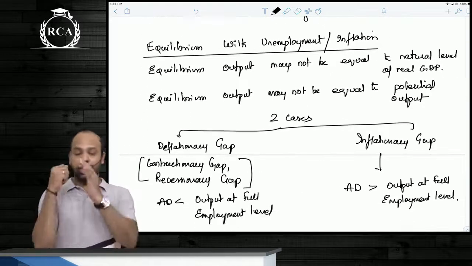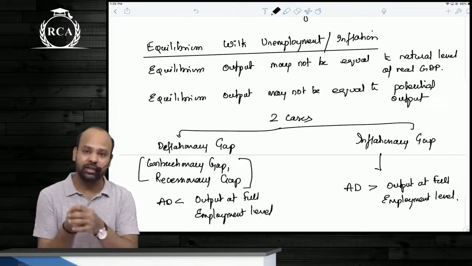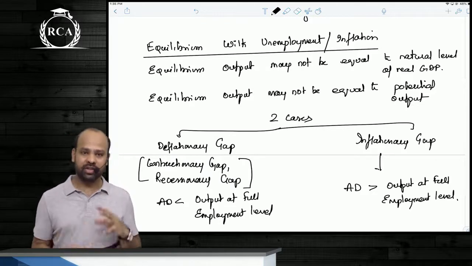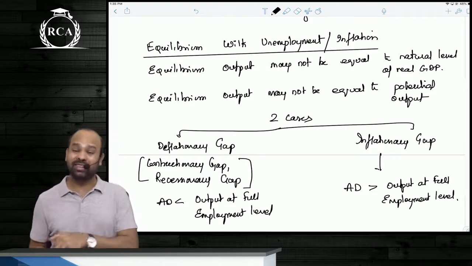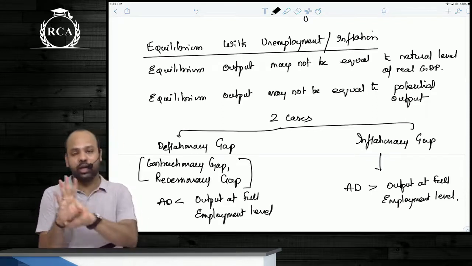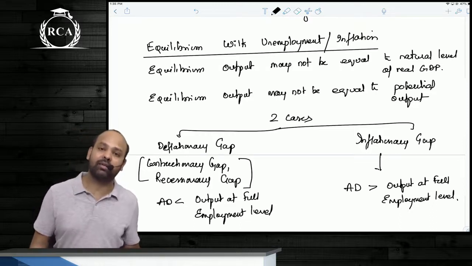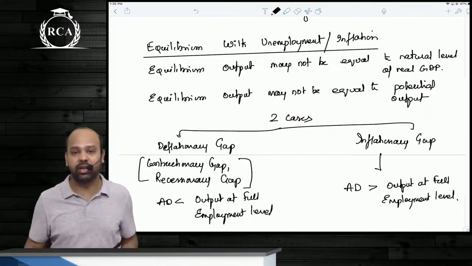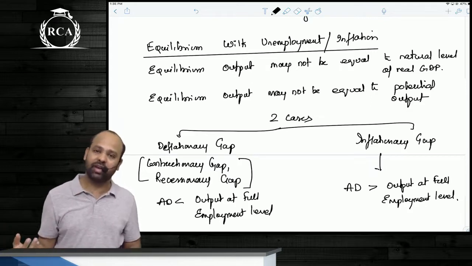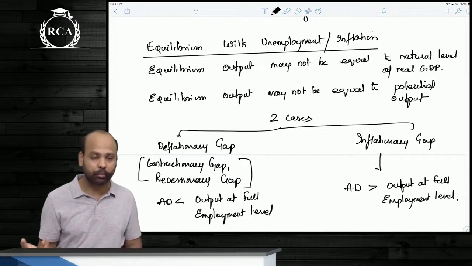Understood? Then we spoke about an equilibrium level which is not equal to the natural level of real GDP. That is where it will result in either unemployment or inflation. Two situations: either your equilibrium level is greater than the full employment level, or it is lesser. Usually it is lesser. If it is lesser, we term this a deflationary gap, recessionary gap or contractionary gap, which results in a recession phase on account of deficient demand, and results in cyclical unemployment.